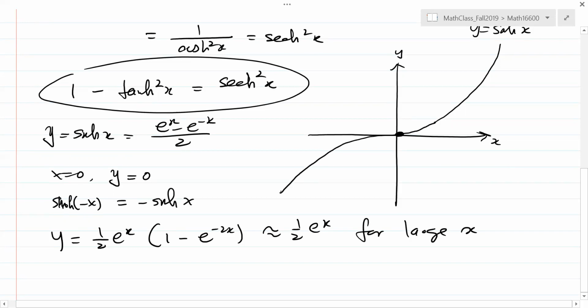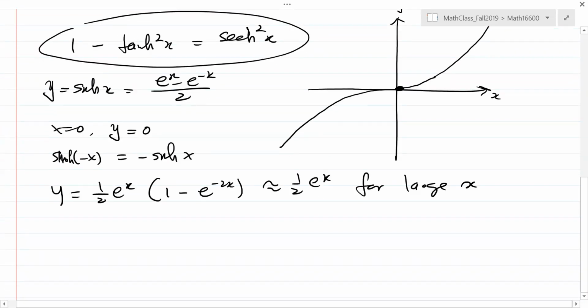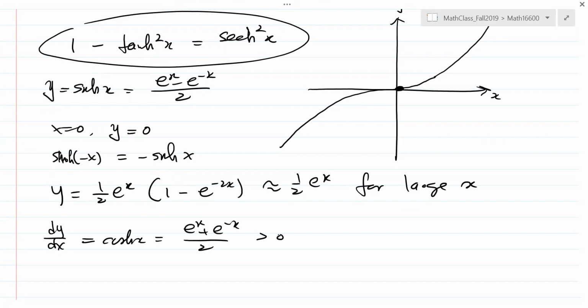So clearly this graph is increasing and it has an inverse, right? Now you can double check the derivative is hyperbolic cosine x, which is always positive, right? So it's an increasing function, and the inverse exists. Now, what is the inverse?